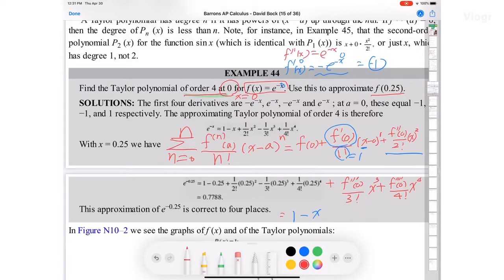And then plug in 0 again. So f second derivative of 0 equals just 1. So plus 1 times x squared over 2 factorial. Next one, the third derivative. The third derivative is equal to the first derivative, right? So the third derivative is negative e to the negative x again. So the third derivative of 0 is negative 1. So negative x cubed, right? X cubed.